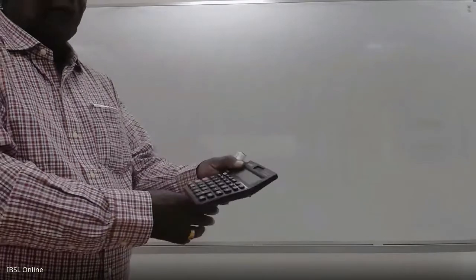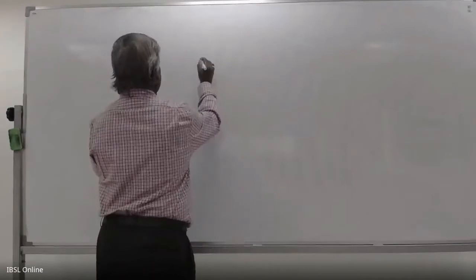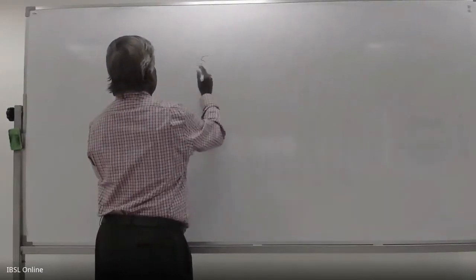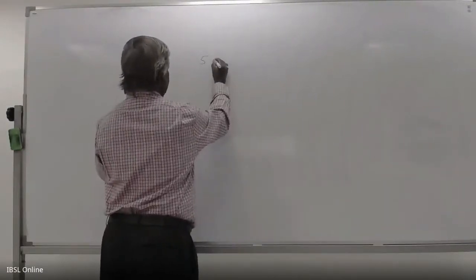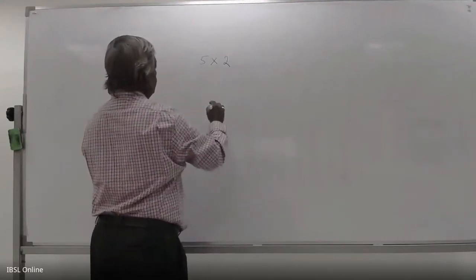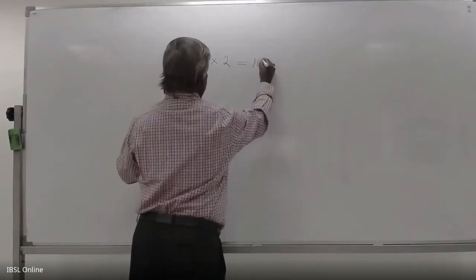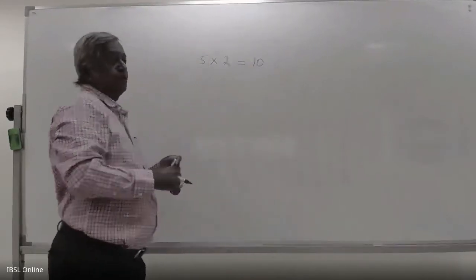Right. Now this is a simple calculator. I want to say something about this calculator. This is a simple calculator, you all know. In a calculator, you put input 5, then the multiplication sign, and then 2. You will get 10. 5 into 2, you will get 10.